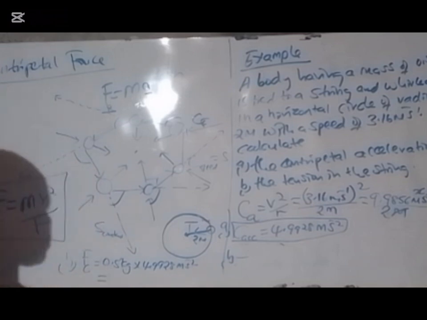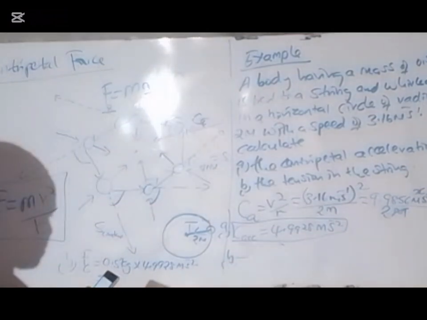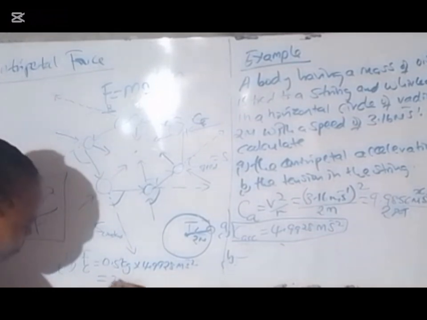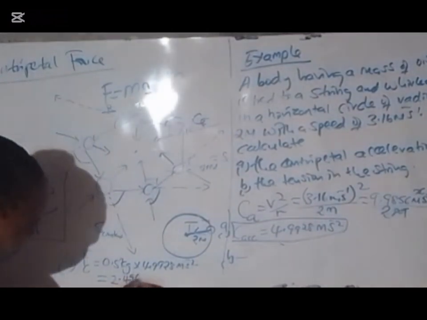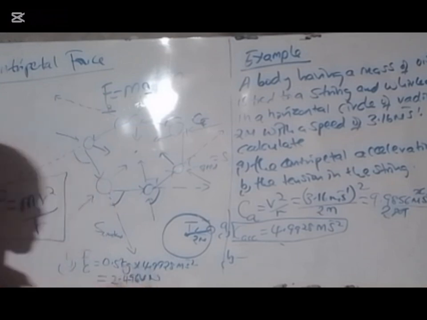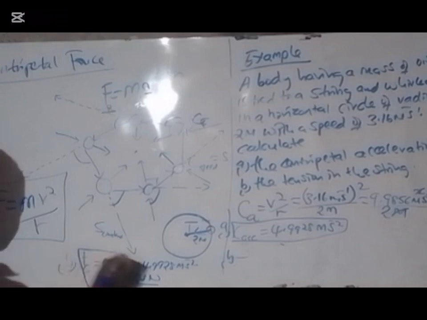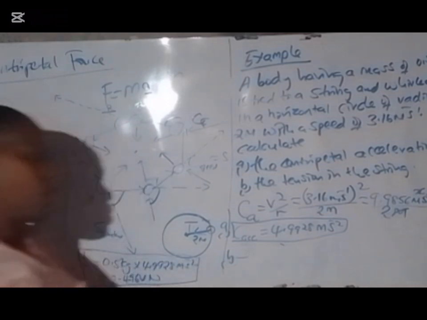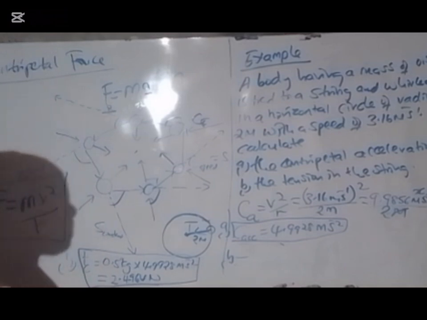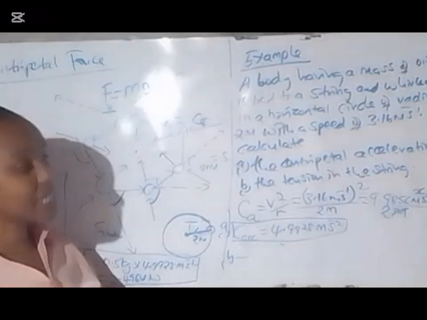Which is equal to 2.4964. Of course, the unit is kilogram meters per second squared, that is newtons. So that is the centripetal force. Okay? So from that, we are able now to calculate the tension in the string, which is our centripetal force.